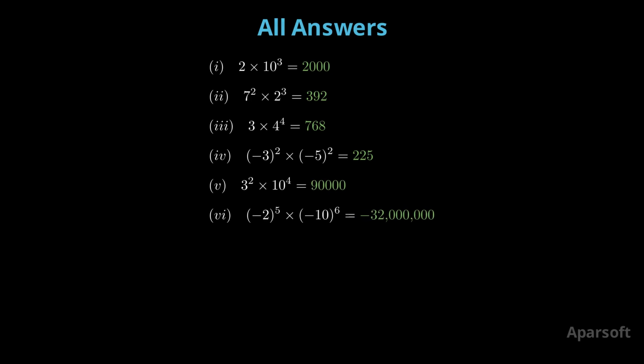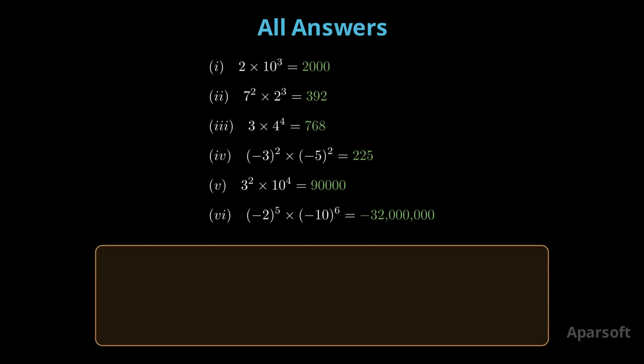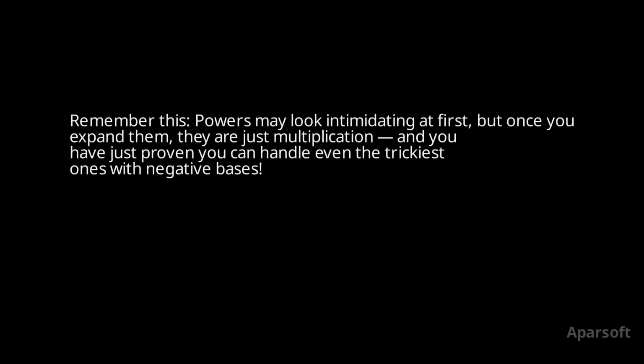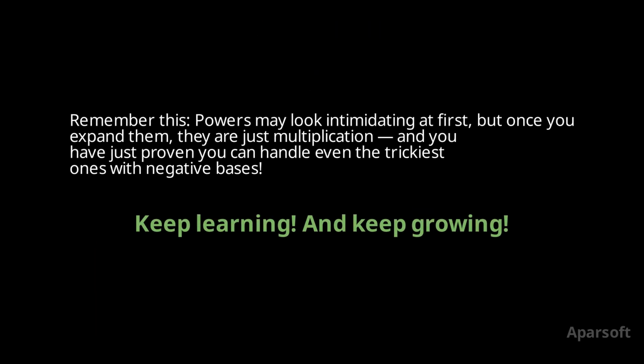Notice the pattern. Every single time we followed the same steps: expand each power, check the sign especially for negative bases, and compute step by step. Even powers of negatives give positives, odd powers give negatives. That is your toolkit. Powers may look intimidating at first, but once you expand them, they are just multiplication. And you have just proven you can handle even the trickiest ones with negative bases.